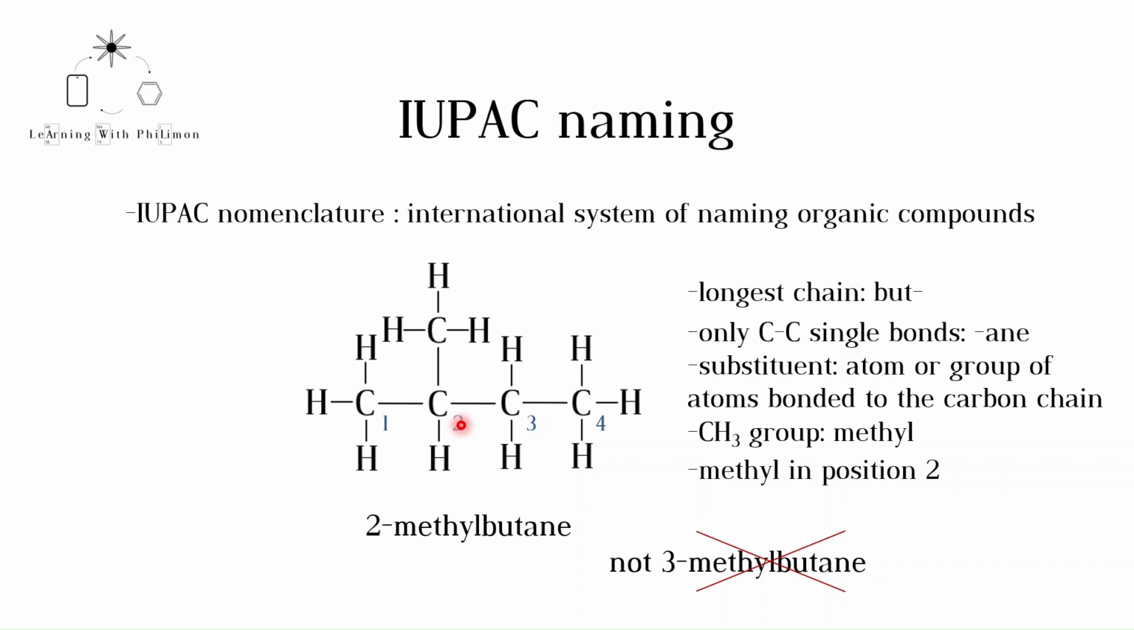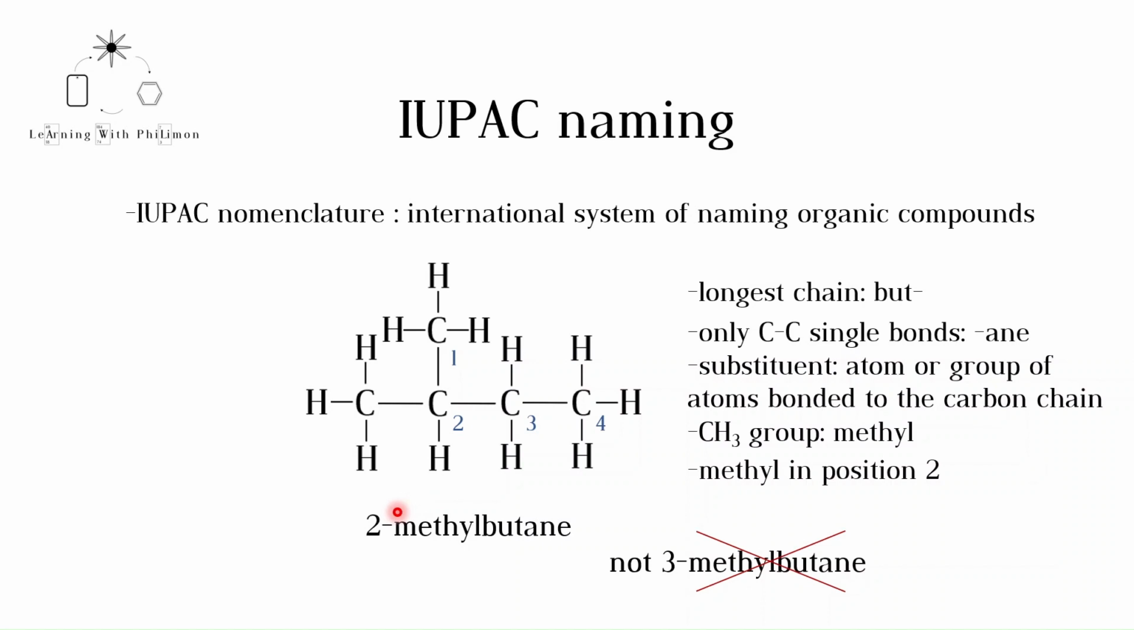Note that the correct direction will not always be from left to right. You can also start counting from this carbon, and the result would be the same. Again, a methyl group is bonded to the second carbon. Note that the number and the substituent are always separated by a dash.